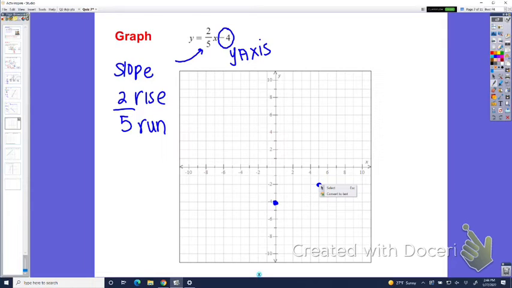Up 2, run to the right 5. Or go down 2 and to the left 5. And this would be your line.